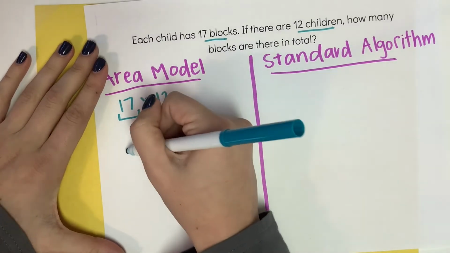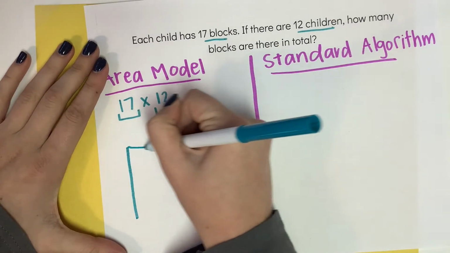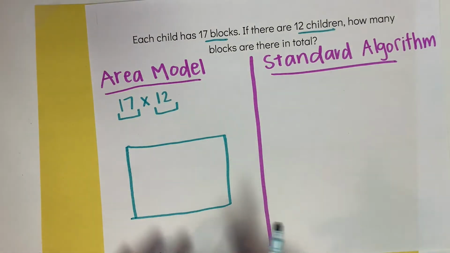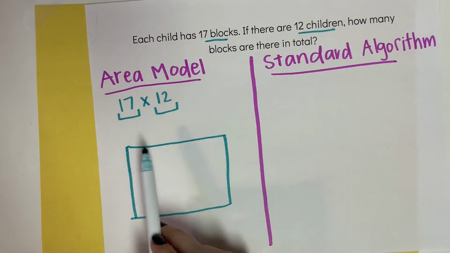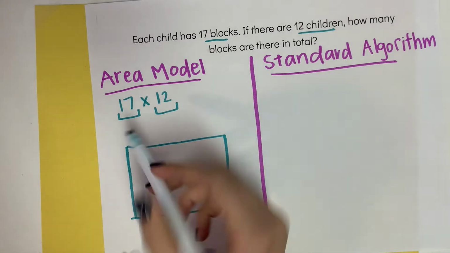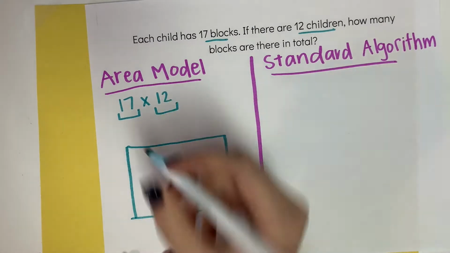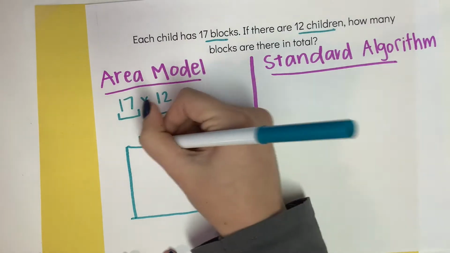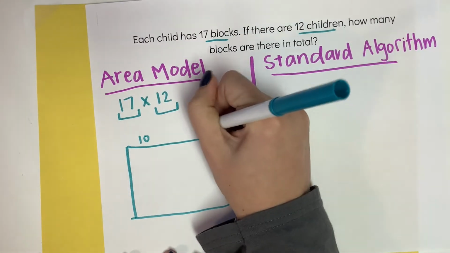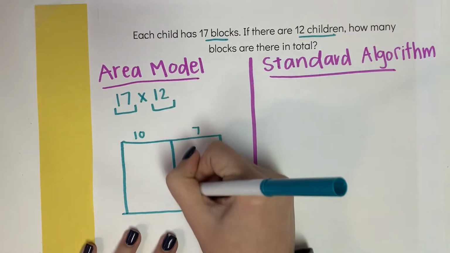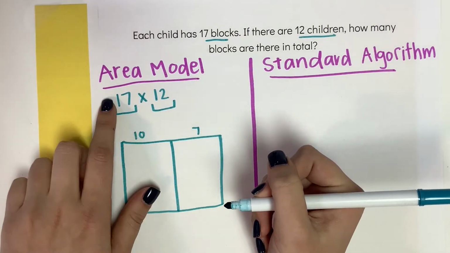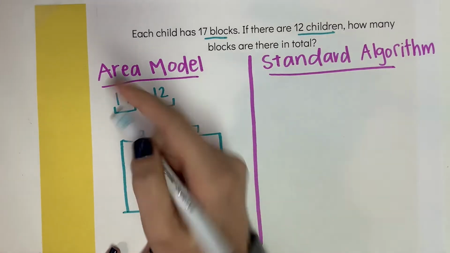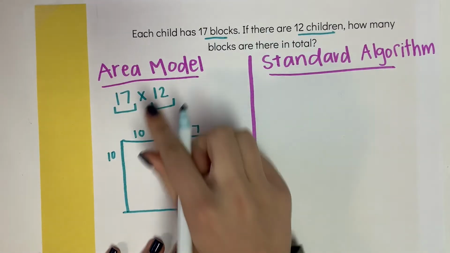So if I have an area model, I'm going to draw a box, and here I have 17 times 12. If this is 17 and this is 12, I'm going to decompose 17. That 1 is a 10. That 7 is just a 7. So 10 plus 7 is 17. And now I'm going to decompose the 12. So that 1 is a 10. That 2 is just a 2.